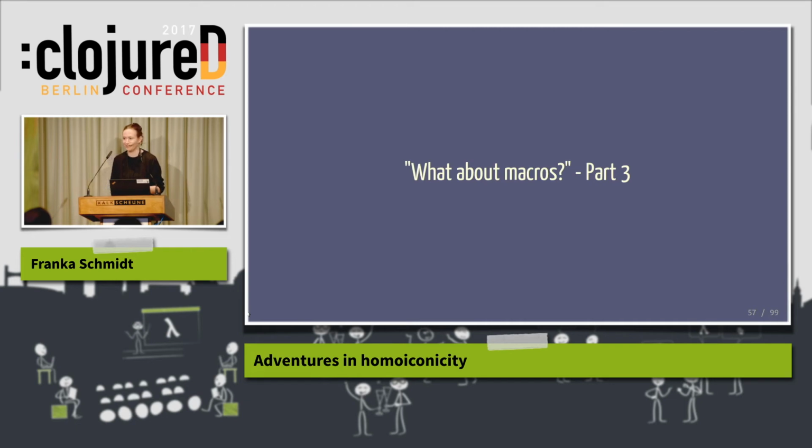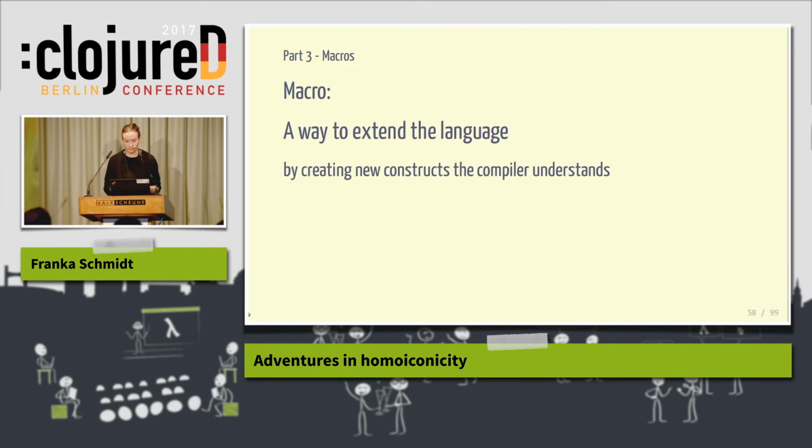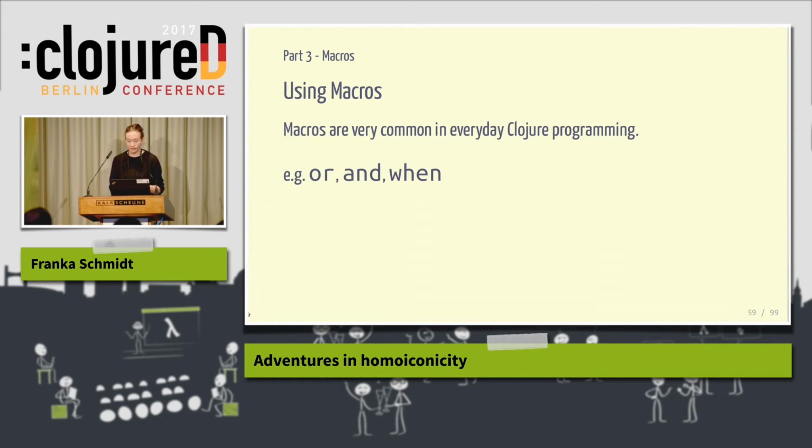So yes, homoiconicity is what allows us to use and write macros in Clojure. If you don't know, a macro is a way to extend a language by creating new constructs the compiler understands. Turns out, even if you don't write your own macros, you've probably used a lot of Clojure macros before. They're actually very common in everyday Clojure programming, and you don't often realize when you're writing a macro or using it. For example, or, and, when are examples of macros that are really commonly used.